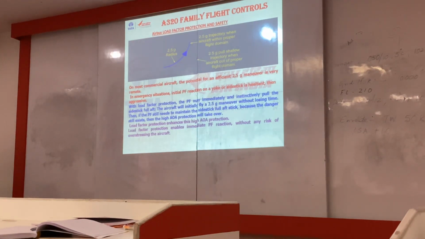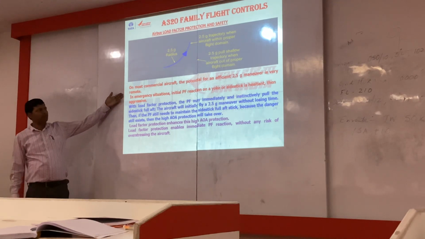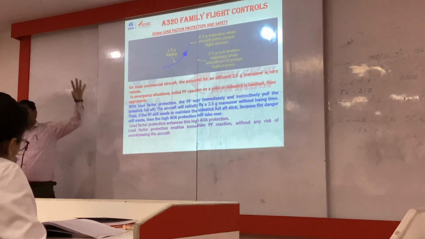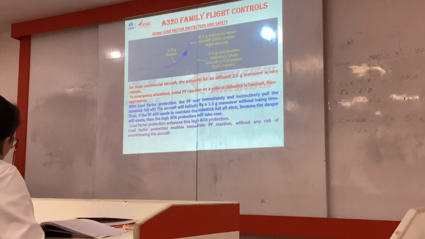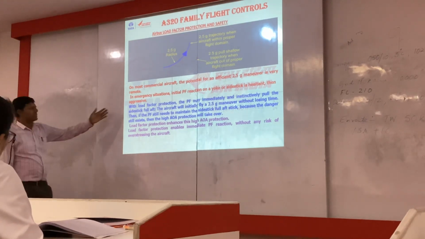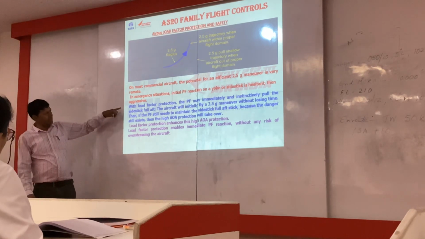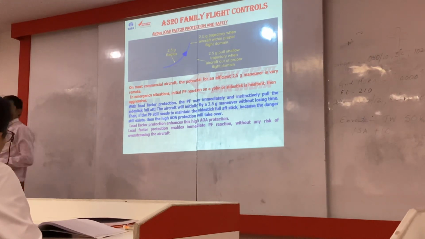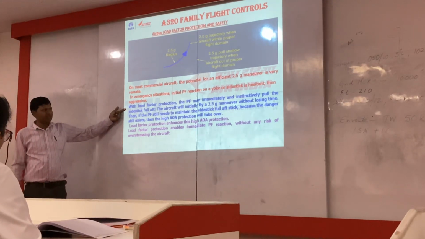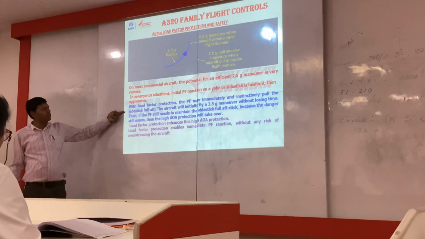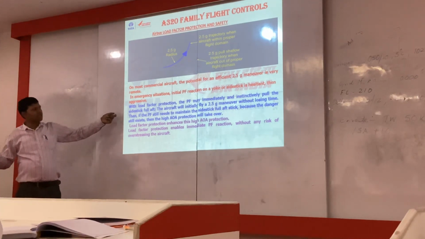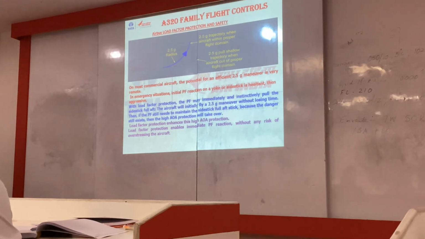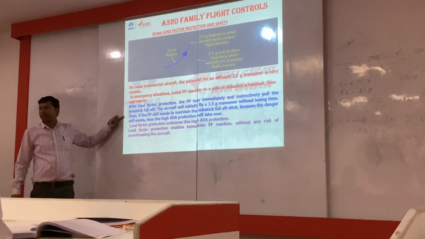That's why on most commercial aircraft, the potential for an efficient 2.5G maneuver is very remote. We are not going up to 2.5G, only rarely. In an emergency situation, the initial PF action on a side stick is hesitant, then aggressive. If you are in a panic, you try to be aggressive, but then you will overdo it. With load factor protection, the PF may immediately pull the side stick fully back. The moment it is full back, the aircraft will go to the max value, 2.5G, without losing time.